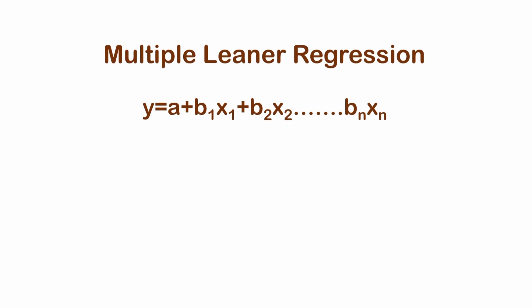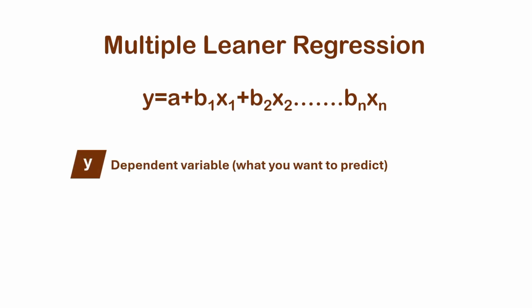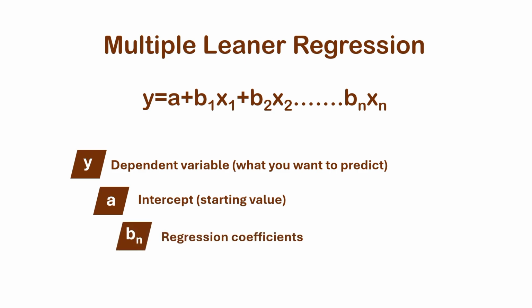In this case, we use multiple linear regression, and the model is this, where y is the dependent variable, a is the intercept, Bn is the regression coefficient. Each coefficient tells us how much y changes when the variable increases by 1 unit, while keeping other variables constant. Xn is the independent variables. Let's dive into an example to know in detail.